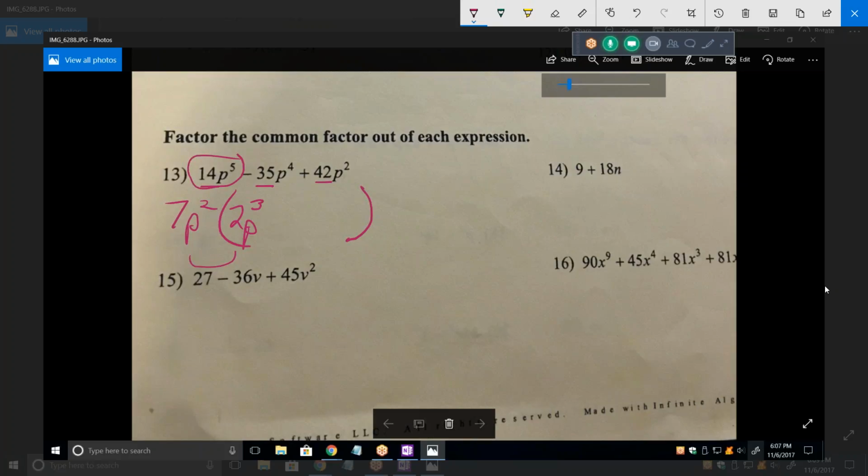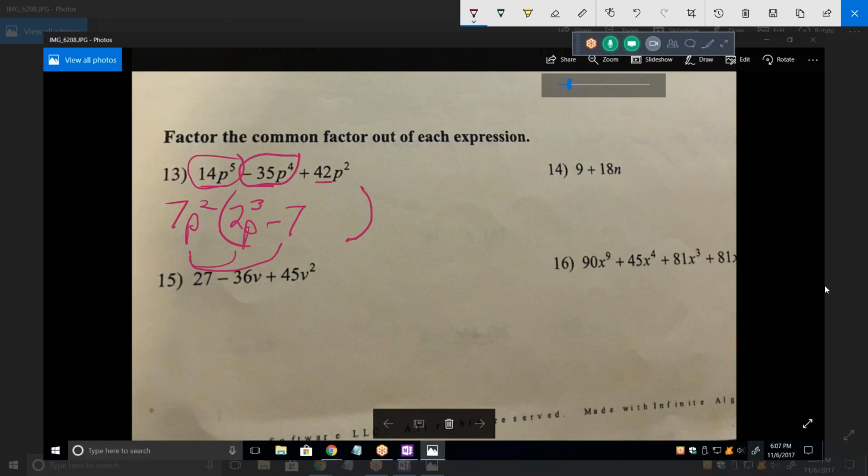Negative 7p. No, just negative 7. Is it just negative 7? You tell me. Would there be a p left? You tell me again, multiply that by that, and do you get that? Okay, so it has to have p squared in it. Or p to the fourth.